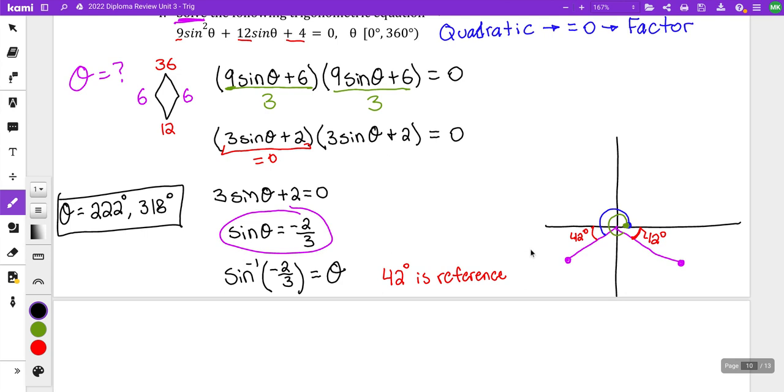Technically, though, when I'm talking, hey, it's on the unit circle, we do know the r value on a unit circle. It's 1.